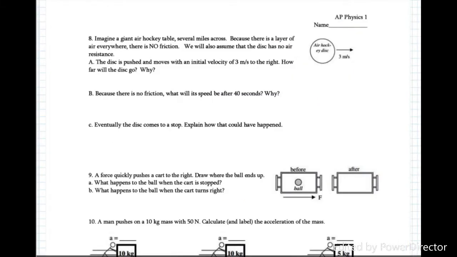All right, so the next one, imagine a giant air hockey table that's several miles long. What is the disc going to do after we've pushed it? So if there's truly no friction on this, it's going to go forever. There are no forces to slow it down, no net force, no acceleration, constant velocity. Because there's no friction, what will the speed be after? There's no friction. 0, there's no acceleration.